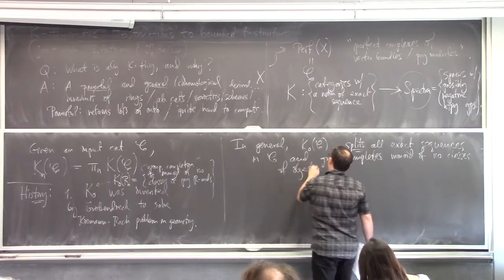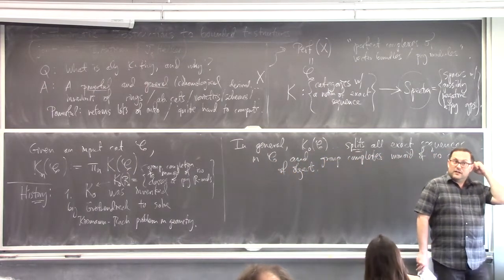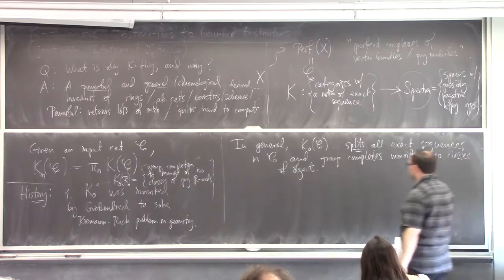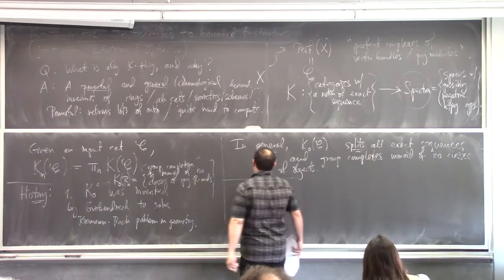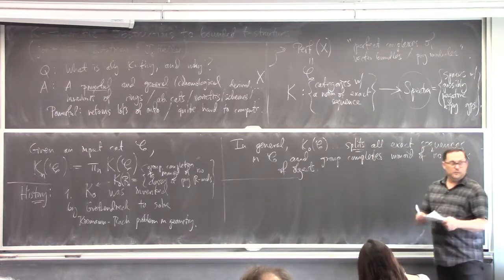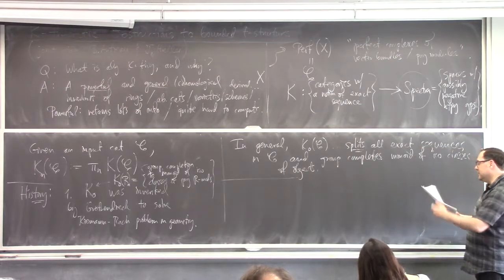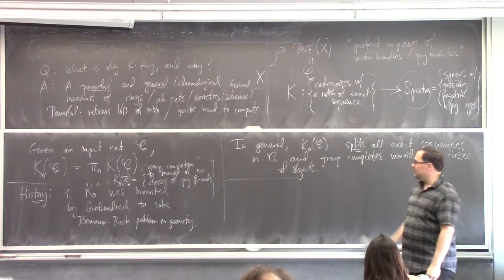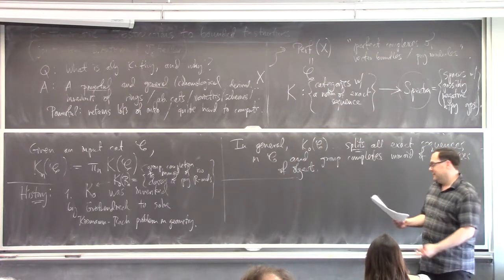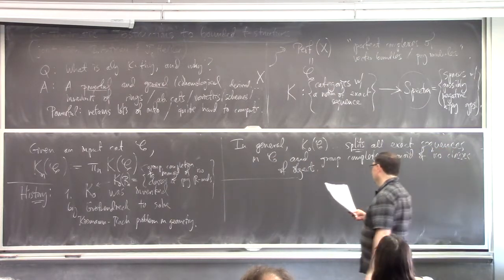So K0 is a pretty easy invariant to compute, at least compared to the other K-groups, which don't have such a nice description. I mean, I didn't write it out in the formula, but I'm telling you in words what it does.